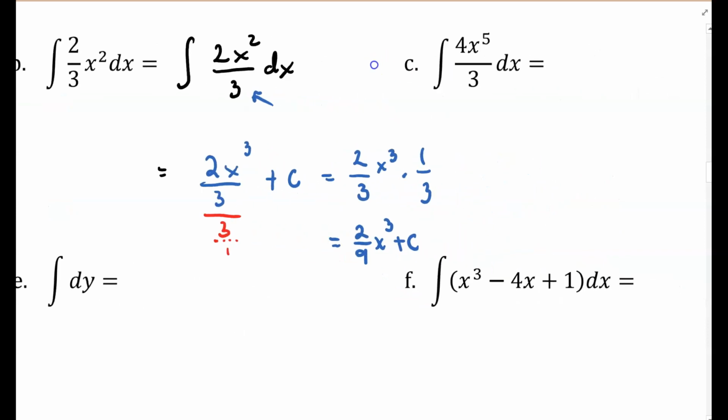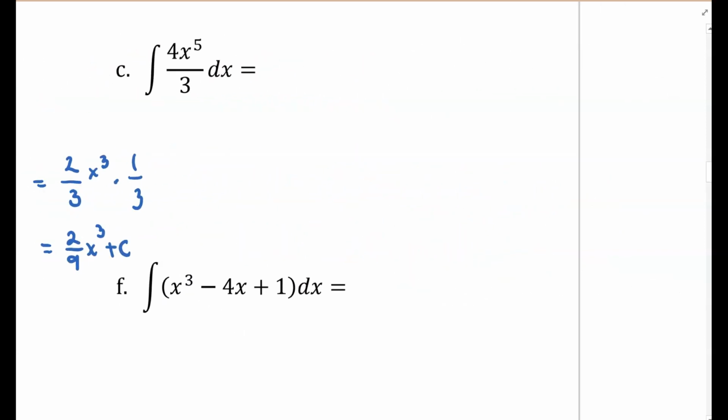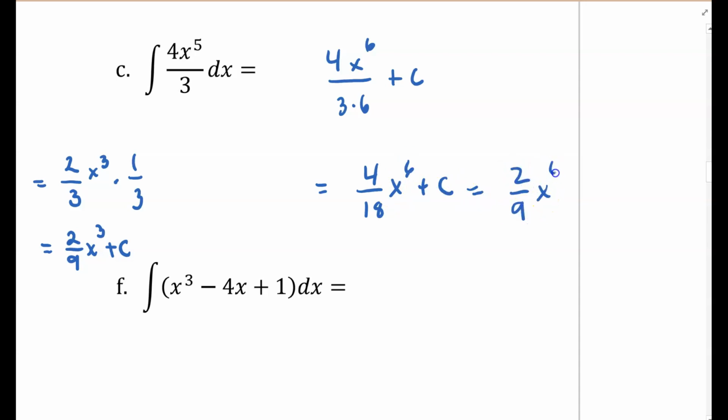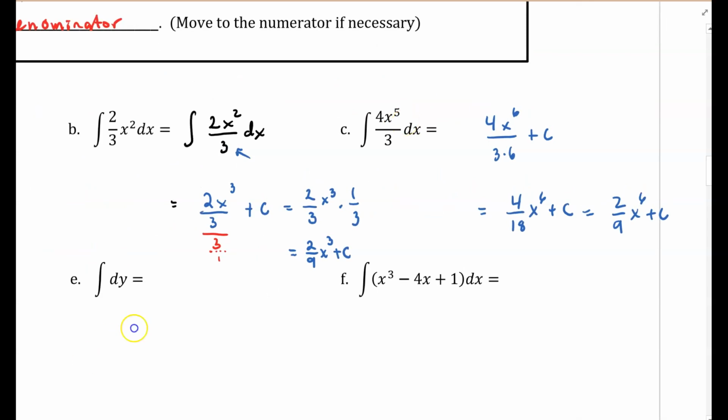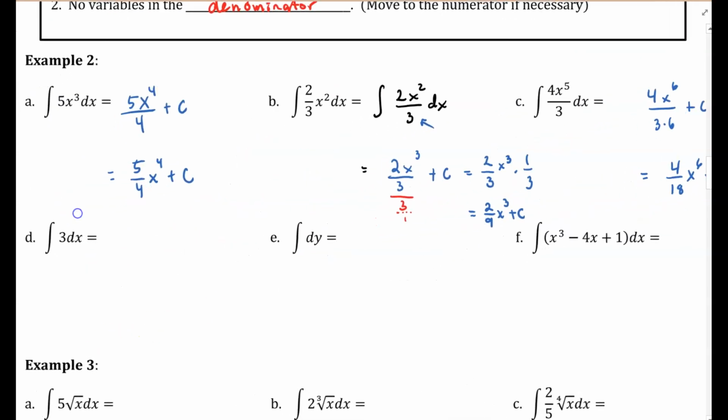All right, C. I have 4x to the 5th over 3 dx, okay? I'm going to increase my power by 1, so 4x to the power of 6, and I'm going to have 3 times 6 in the denominator plus a constant. So this gives us 4/18 x to the power of 6 plus c. And we'll go ahead and reduce that. So 2/9 x to the power of 6 plus c. Okay, that is the basics of the power rule. Increase the power by 1 and divide by your new power.